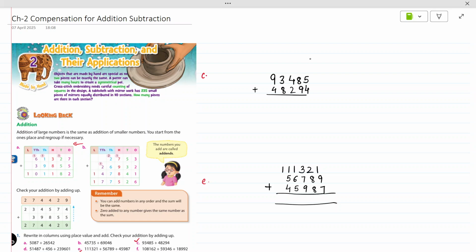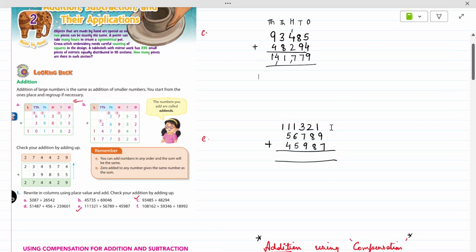Now I am also marking the places. So this is our ones place, this is tens, this one is 100, this is 1000, and this is 10,000. Okay. Now, let us begin. 5 plus 4 is 9. 8 plus 9 is 17. 1 is carried. 4 plus 1 is 5, plus 2 is 7. 8 plus 3 is 11. And then 14. This is our answer. Let us put commas and see what the number is. This is 1,41,779.